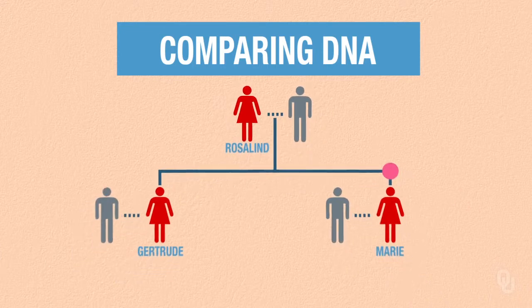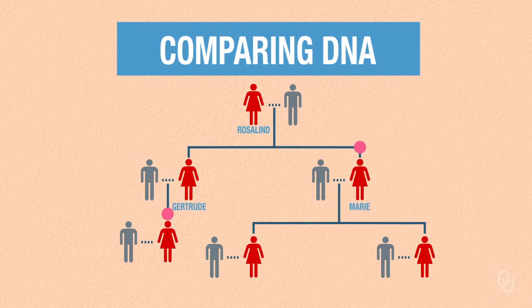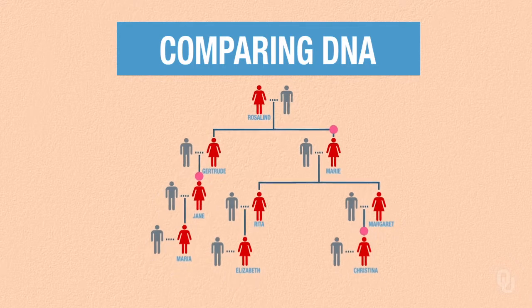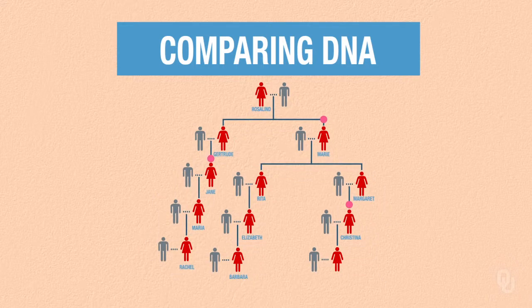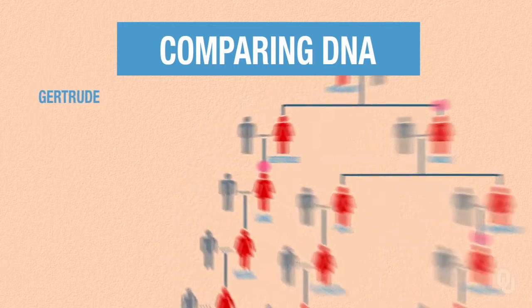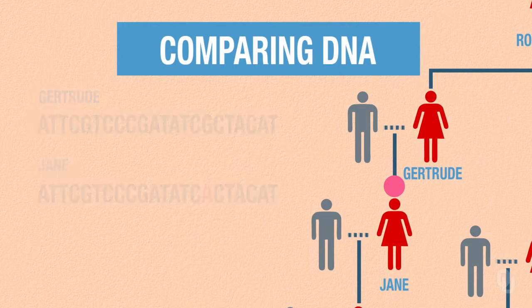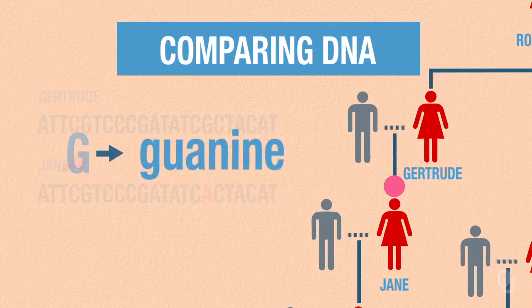Now let's imagine we extend out our genealogy to include Rosalind's grandchildren, Jane, Rita, and Margaret, great-grandchildren, Maria, Elizabeth, and Christina, and great-great-grandchildren, Rachel, Barbara, and Carla. Notice that we have recorded 2 additional mutations in Rosalind's descendants. One occurred in her daughter Gertrude's descendants, where the gene carried by Jane had a mutation in which a G, for guanine, became an A for adenine. For this area of the gene, no other mutations occurred in Gertrude's descendants.